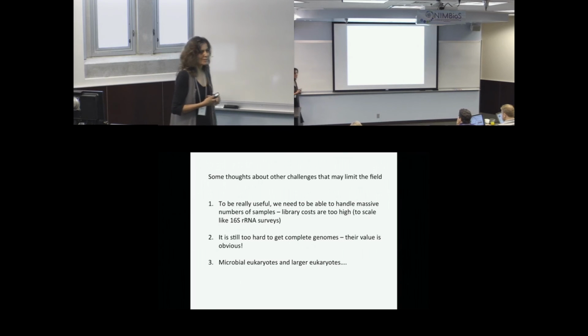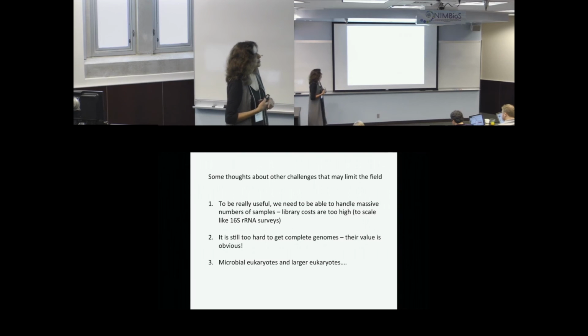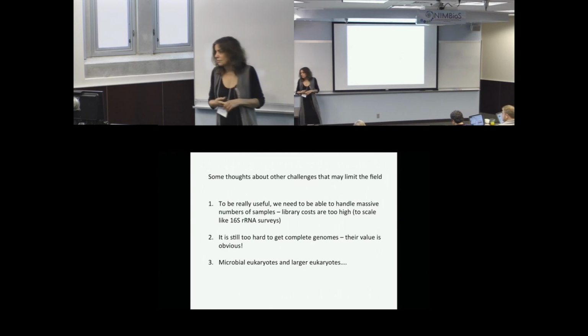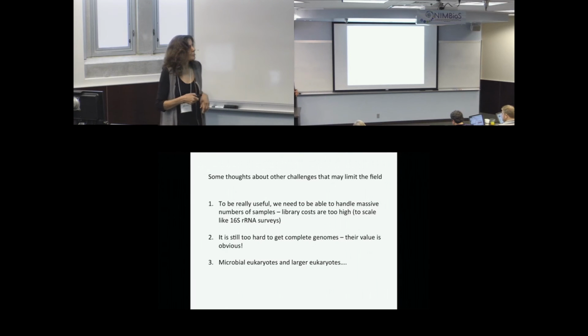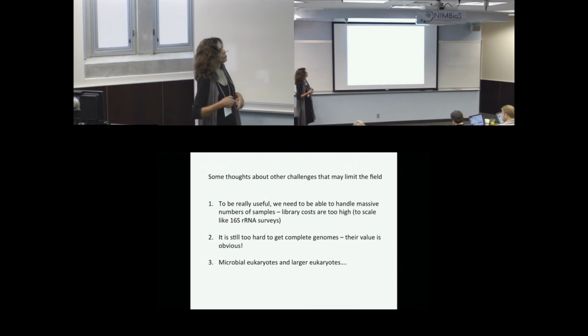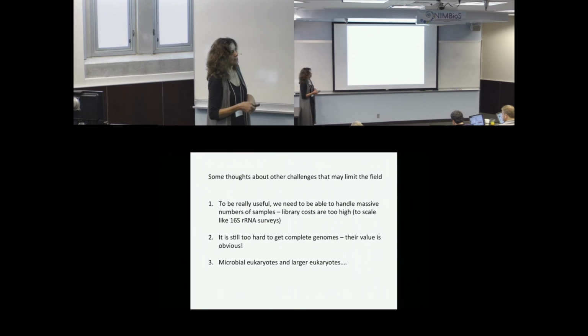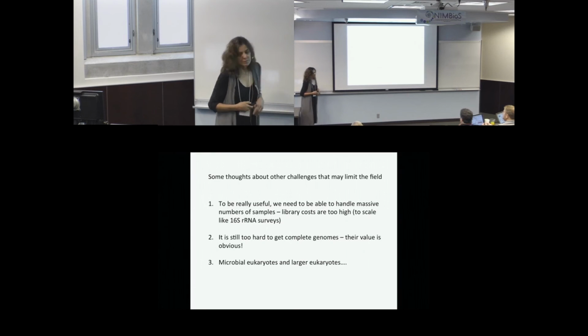So I'd really like to see some developments in reducing the library costs so that we can afford to make hundreds or thousands of samples. And maybe JGI can comment about that. There may be some tricks I don't know about. But working with commercial facilities is quite limiting. I commented already about complete genomes and microbial eukaryotes.